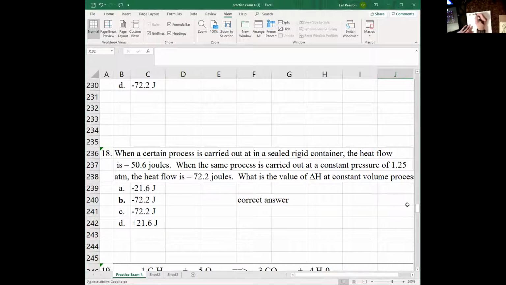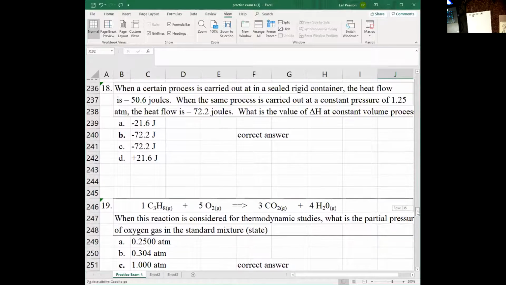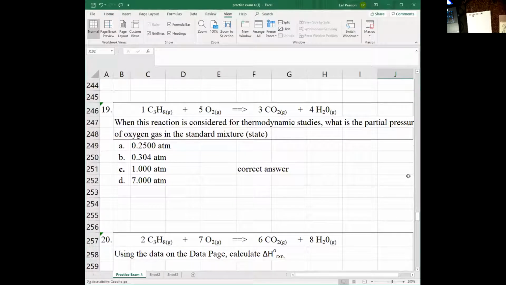So minus 72.2, that's the Q at constant pressure, which we calculated earlier. And that answer is response B on the test, and so we're good to go. Okay, now those are kind of trivial questions, but they really are kind of important concepts. And so there's like 3 or 4 questions there that I'm really expecting everybody to get.